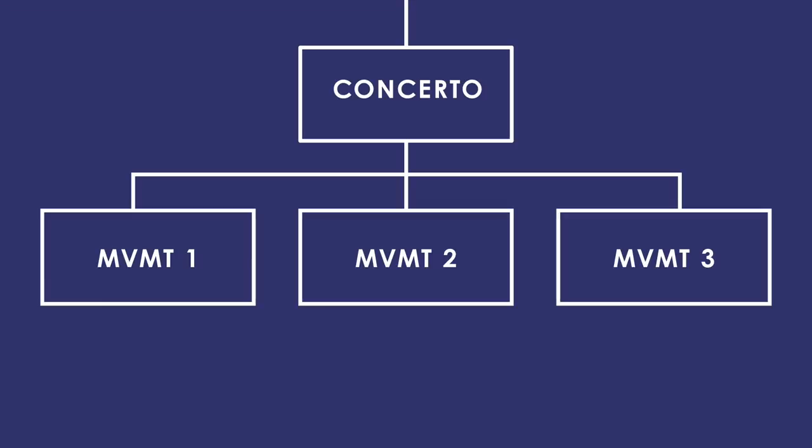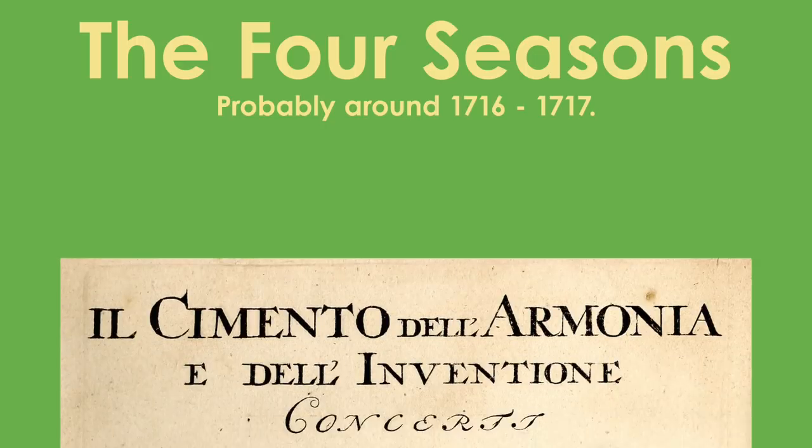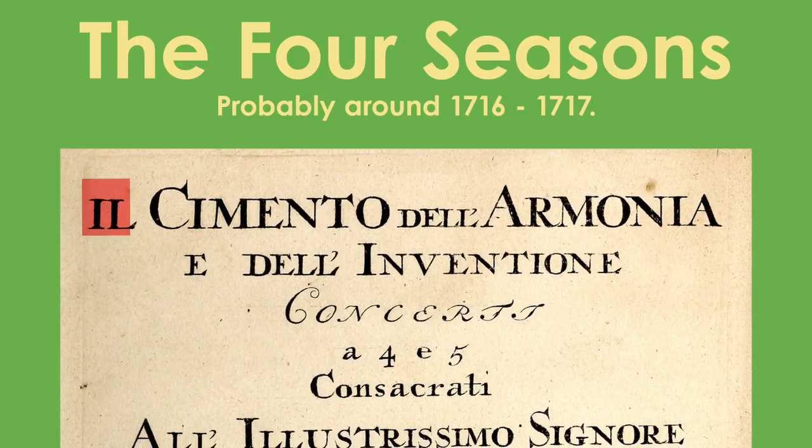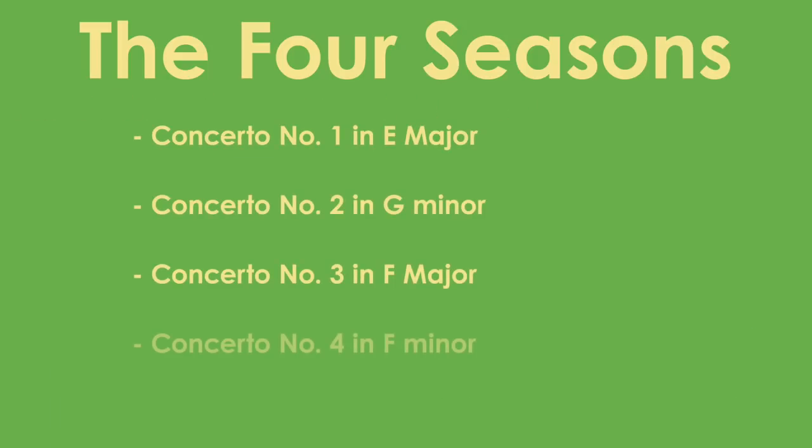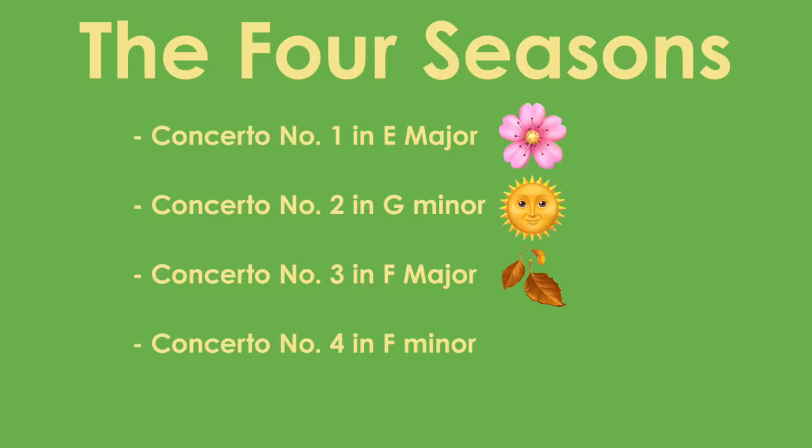And one of Vivaldi's most famous violin concertos is known as the Four Seasons. Originally written in the early 1700s, they were eventually published in 1725 as part of a collection of 12 concertos called The Contest Between Harmony and Invention. The Four Seasons is actually made up of four separate concertos, each concerto representing a different season of the year. Concerto number 1 represents spring, concerto number 2 represents summer, 3 autumn, and number 4 represents winter.